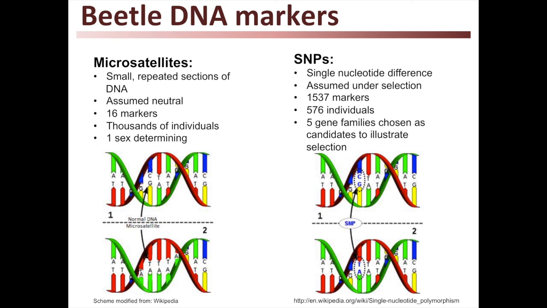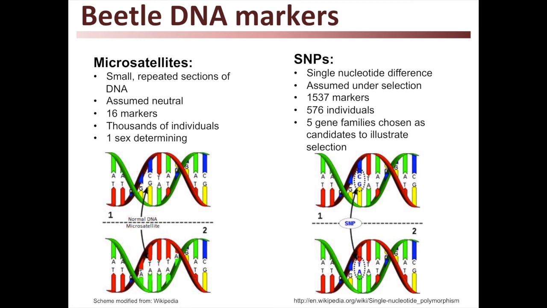Microsatellites are small repeated regions of DNA, so 2 to 6 base pairs, for example, would be AAT, AAT, AAT, that are repeated, and it's the number of repeats that gives you a very sensitive, presumably neutral marker. 16 loci were developed, so 16 markers, so it's a small but still useful number, and assayed in thousands of individuals, of which one, and I'll dwell on this in the next couple of slides, actually allows you to tell the sex of the individual.